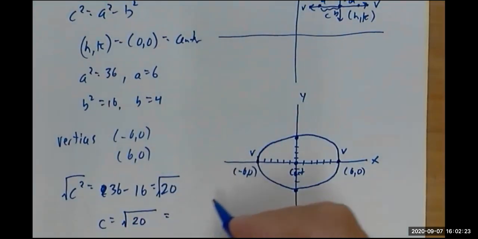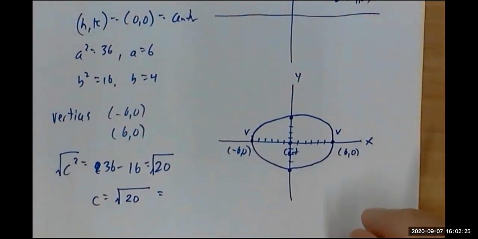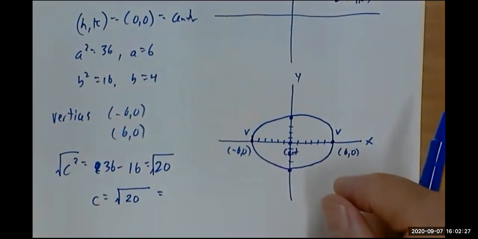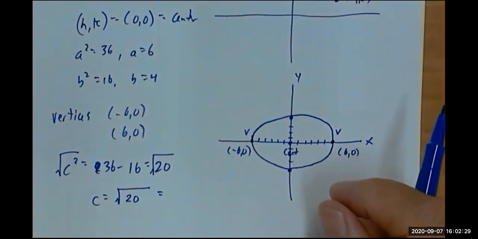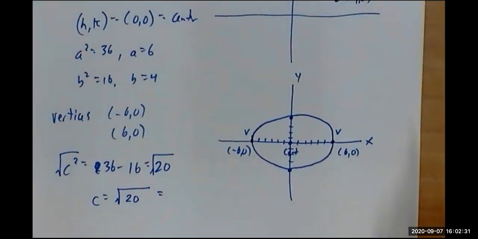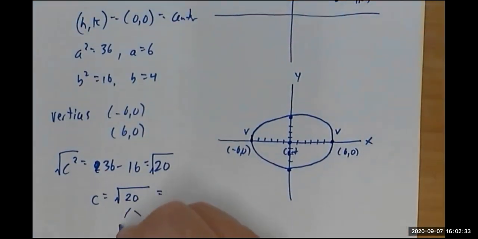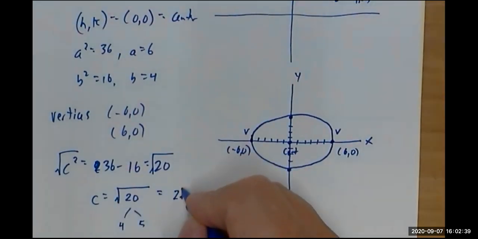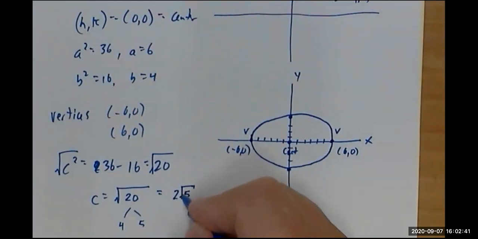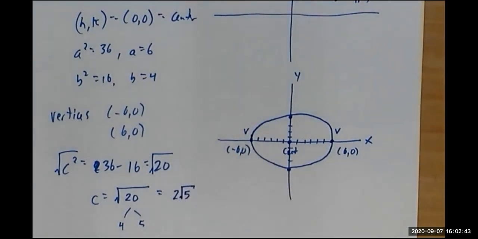Of course, now, even though this is a trig class, they expect you to remember how to simplify some of these square roots. If you don't remember that, remember 20 is the same thing as 4 times 5. The square root of 4 is 2, so a 2 comes out. I think what they're going to want in the answer is for c to be 2 square root of 5.